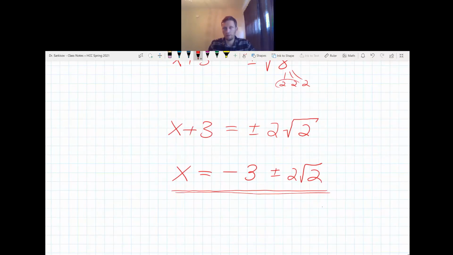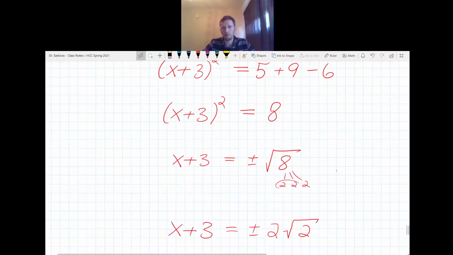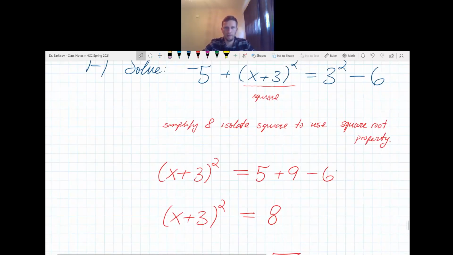Neat, right? We solved it. As messy as the answer looks, definitely couldn't guess this, right? Like, who's going to guess, oh, let me try negative 3 plus a 2 root 2? Unless you're really familiar with quadratic equations, you're not going to do that. So you need a way to solve it. This is a way to solve it, all right?